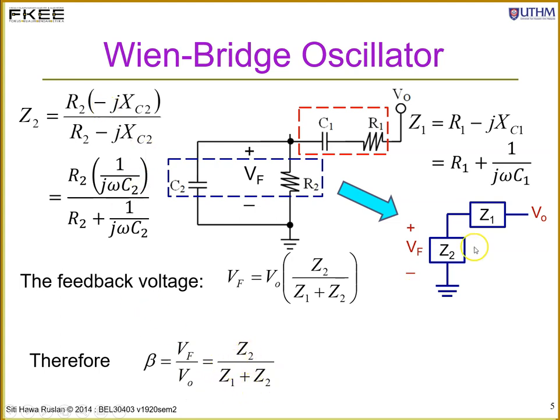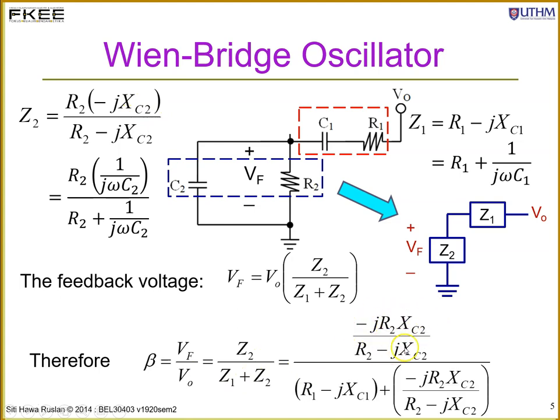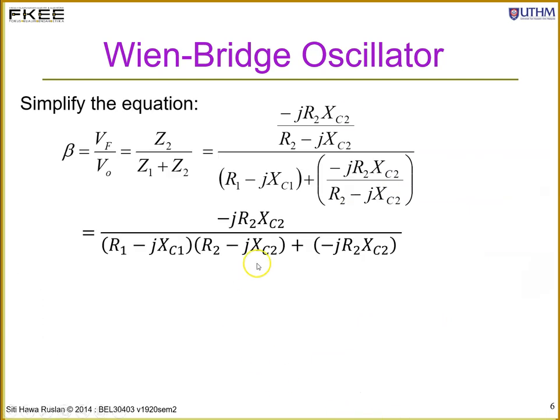Okay, so we have defined Z1 just now. It is in series, R1 minus JXC1, and for Z2 it is R2 parallel with minus JXC2. So substitute this value into this. You'll get this for the Z2, and this is Z1 plus Z2. Simplified, you can get that everything is multiplied with R2 minus JXC2. The numerator will become just minus JR2XC2 from here, as you multiply with R2 minus JXC2. So this R1 minus JXC1 will be multiplied with R2 minus JXC2. So this will simply be minus JR2XC2. This one is cancelled out.